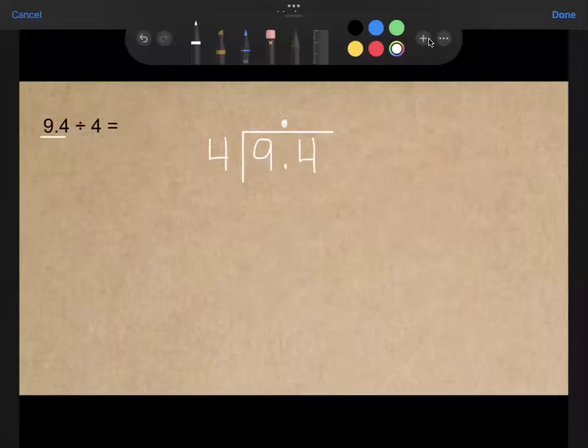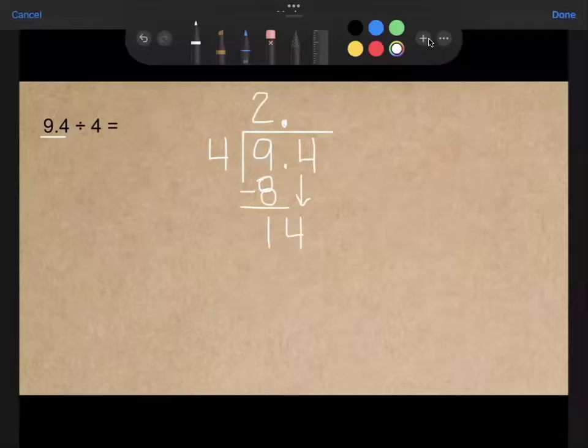So my next step would be to figure out how many times 4 fits into 9. And I think it's going to fit in twice because I know that 4 times 2, or 2 times 4, is 8. So I'm going to put that 8 there and subtract those to get the number 1. Then I'm going to bring down the 4. So those are the steps I'm following: divide, multiply, subtract, and bring down.